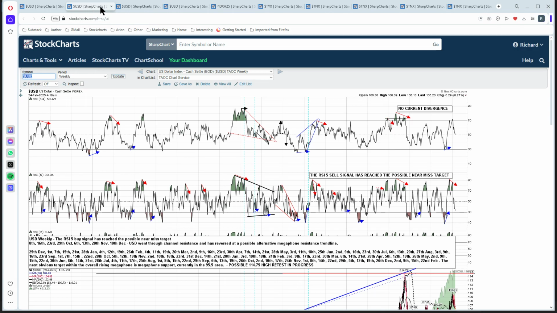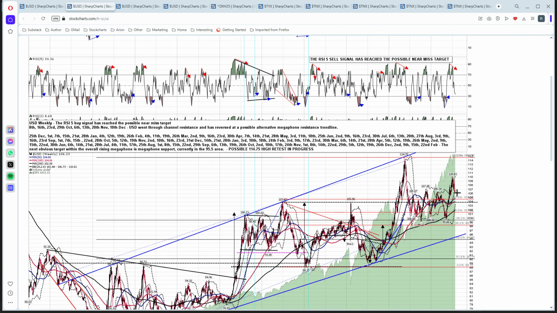In terms of the bigger picture charts, the RSI 5 sell signal on the weekly reached the possible near miss target. If we're testing the weekly middle band, this would be a good time for this to turn back up if we are going to see a retest of 110. And at that stage, of course, we've got the same inflection point I've been talking about for months, where we could have a move up to 114.75 or see a full reversal back down.